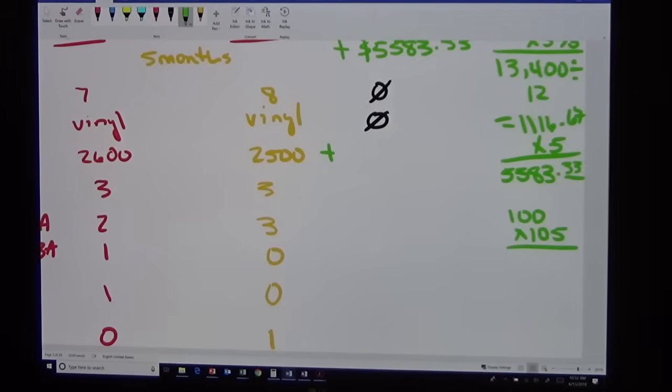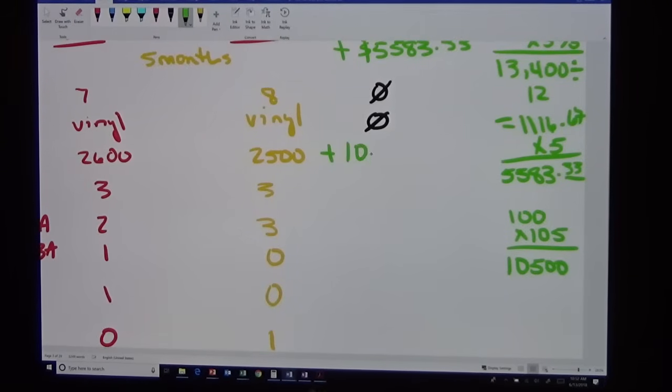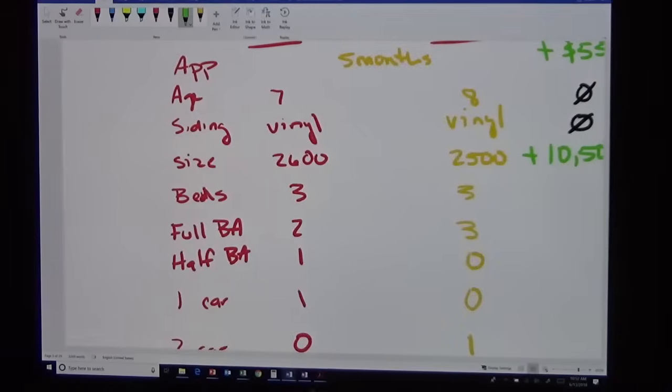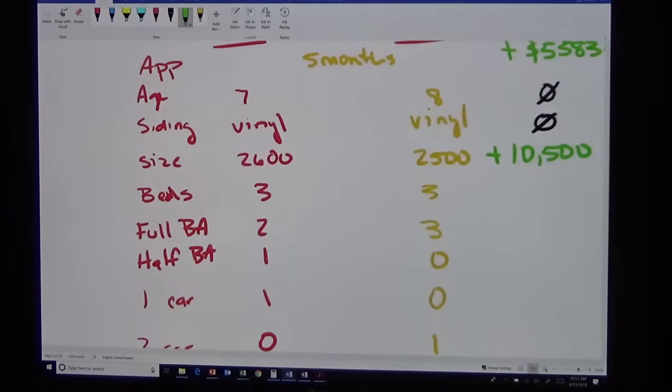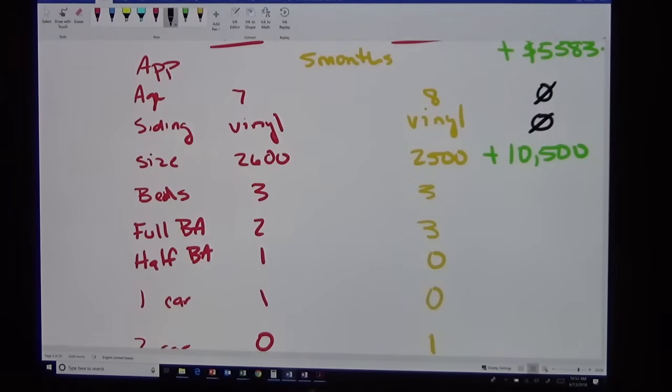That is $10,500. Okay. And again, that's a plus $10,500. And there's our size adjustment. So now we go back to comparing again. Bedrooms are the same, so that's not going to be any adjustment at all.